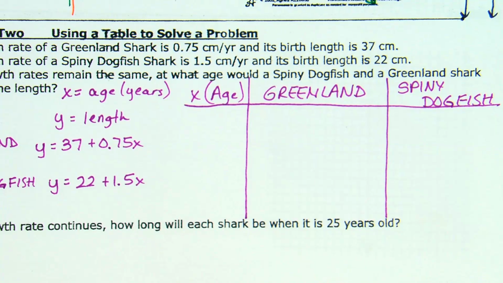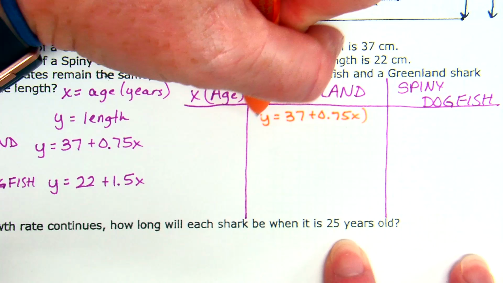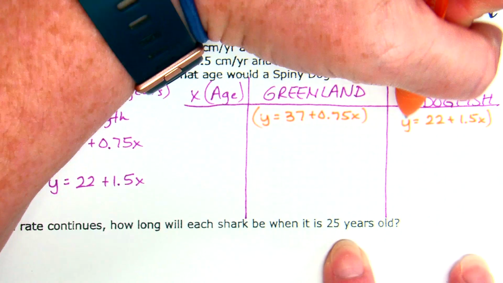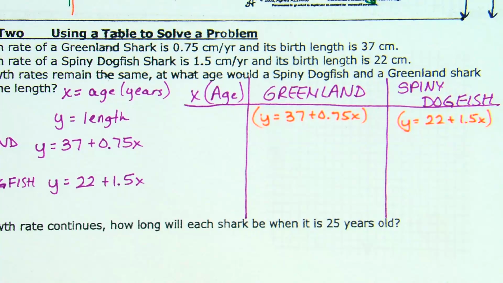Okay, we said for the Greenland, we were basically going to be doing y equals 37 plus 0.75x. And for the dogfish, we said we were going to be doing what? 22 plus 1.5x. And again, it's not that you have to write those in there, but I'm just kind of writing in what we're going to be doing.